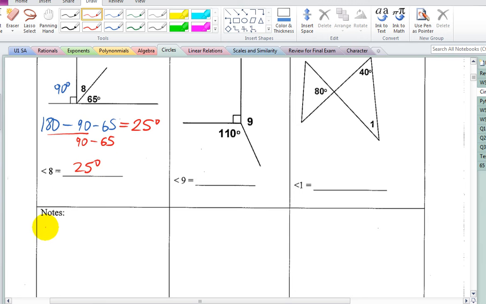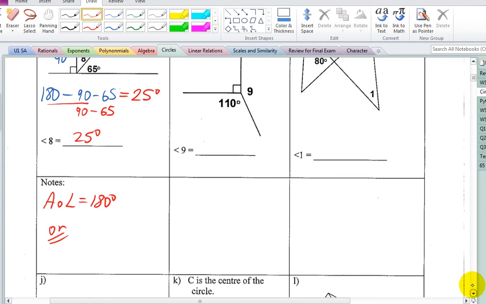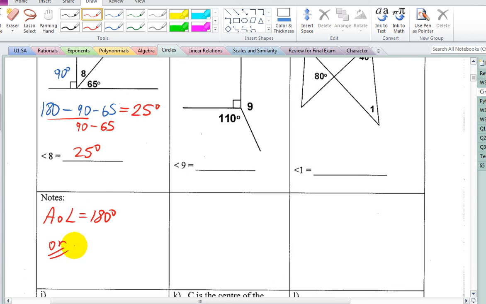So again, AOL, angles on a line, equal 180 degrees. So you're doing a subtraction. Or what you could also say, angle 8 plus 65 degrees must equal 90 degrees because it's on the back side of 90. So it's kind of two ways you could talk about it. This means that they are complementary. They add up to 90.